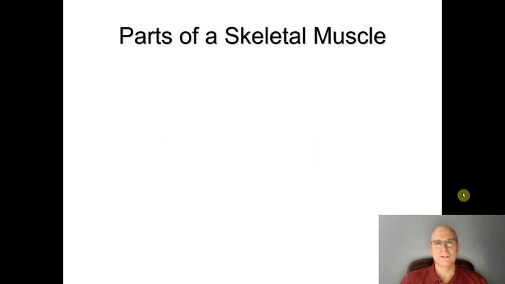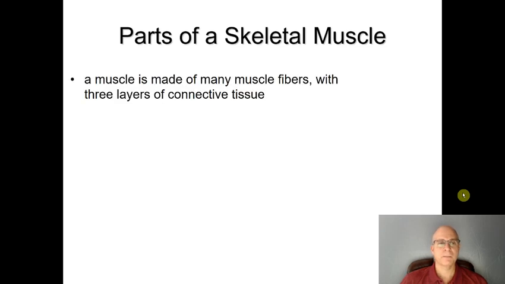So the parts of a skeletal muscle is what we're going to talk about next. A muscle, whether we're talking about the biceps brachii or any of the abdominal muscles or any of the skeletal muscles that we're going to be talking about, is made of many muscle fibers.